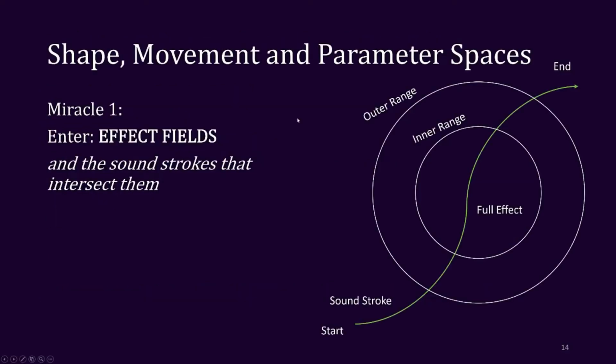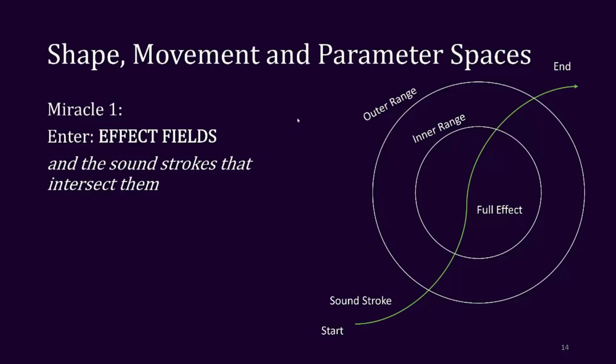The thing that really solved all these problems for us was this concept that we eventually came up with called an effect field, and this other thing called a soundstroke. And a soundstroke basically is one of these 2D space trajectories. It's the same thing as before, where you draw with your controller from point A to point B.